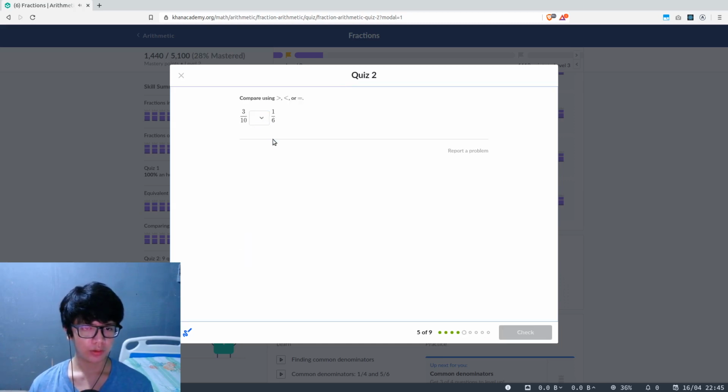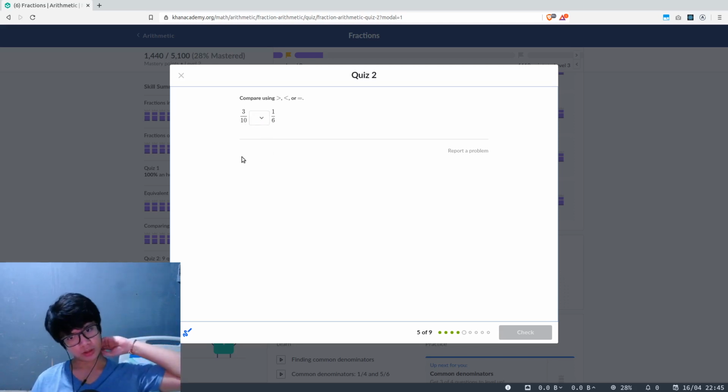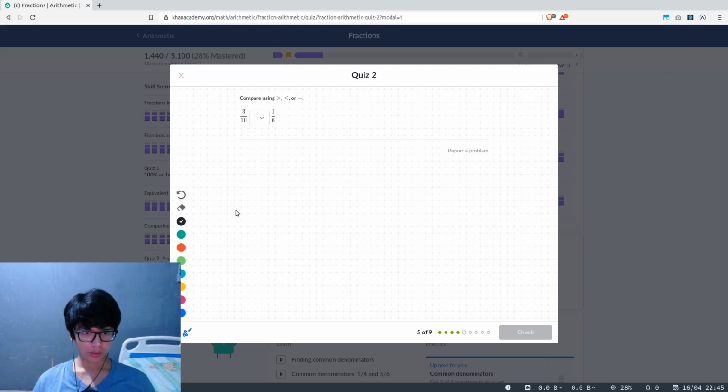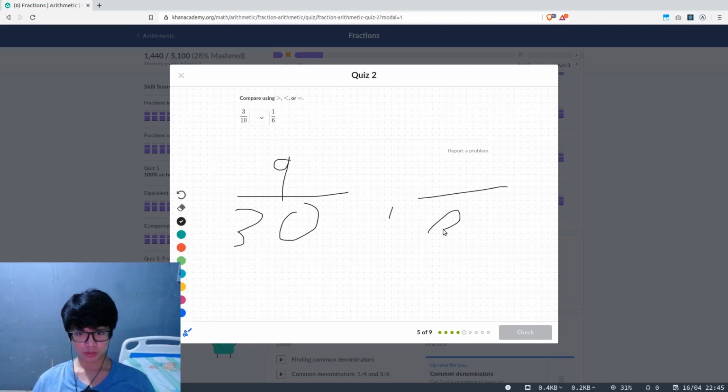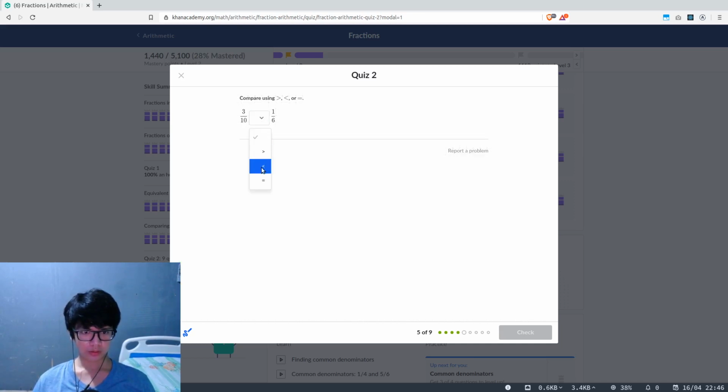Compare using a common denominator. So 2/5 and 3 and so we have 30 as a common denominator. See, this one's 30 and this one's 5. So yeah, this one's greater.